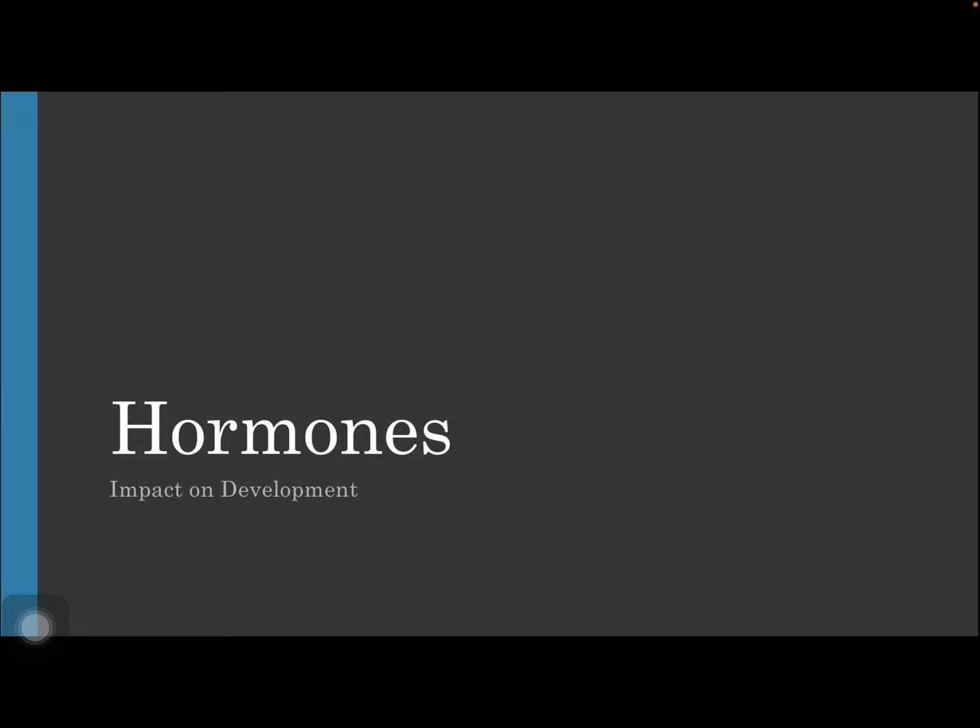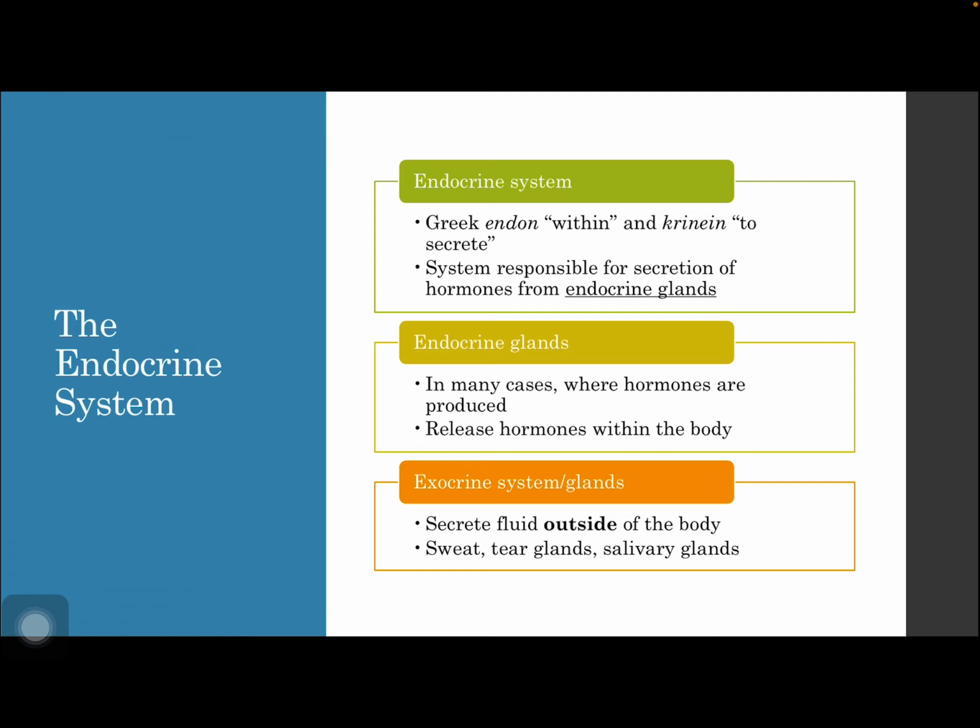So let's cover hormones. We're going to talk about hormones specifically and how they relate to development. There's only a few slides on this, and I'm just covering kind of the basics. We're going to talk mostly about the endocrine system and specifically the endocrine glands. So endocrine, meaning within, crine meaning secrete. This is important for secreting hormones.